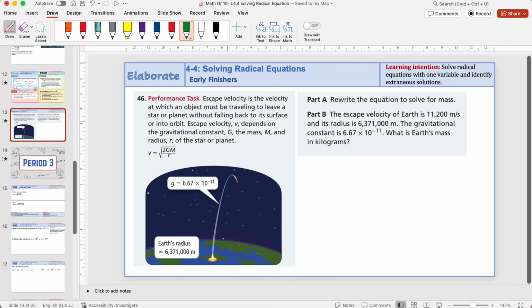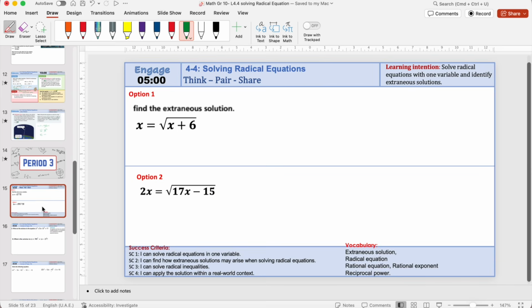Rewrite the equation in terms of mass. So you have to keep in mind that this is your variable and act as if all other things are numbers. So it's just going to be v squared equals 2gm over r, then multiply by r both sides. Now you have r v squared equals 2gm, then divide by 2g to cancel it. So that's your mass. And then substitute these big numbers whatsoever.